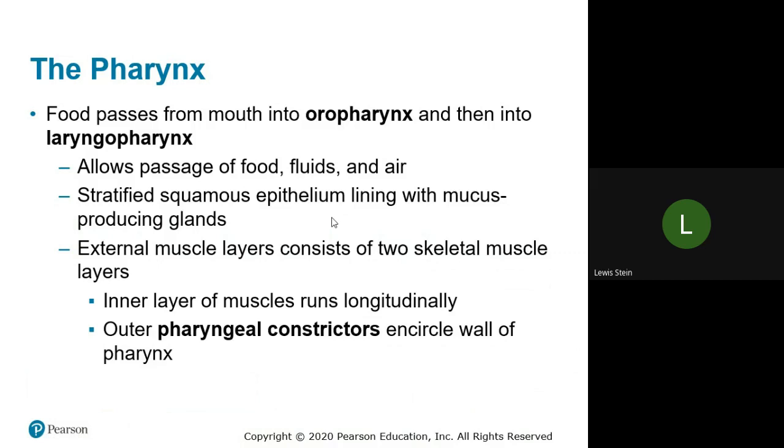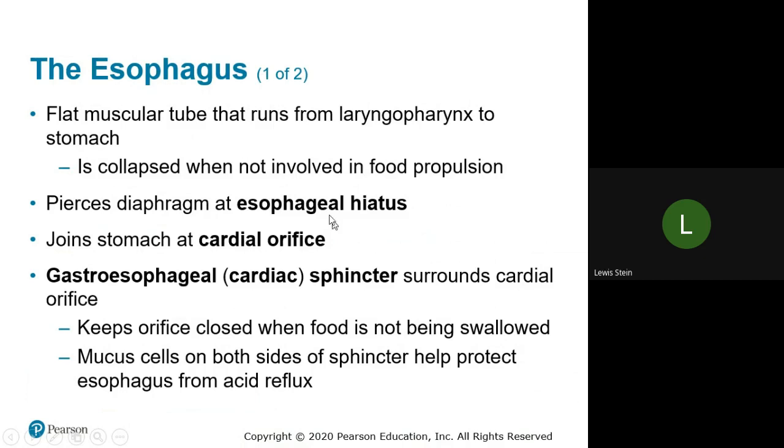So as I said, we did the pharynx as a shared system with respiratory, the constrictors, stratified squamous, the esophagus. It's nothing more than, nothing happens.